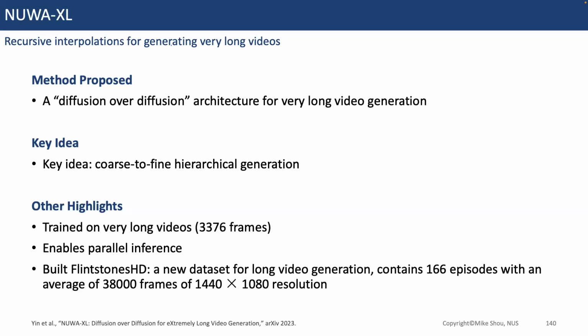One model we would like to talk about is the NUWA-XL model from Microsoft. The idea behind this model is a diffusion over diffusion architecture, focusing on hierarchical generation. Here are some highlights. For the long video training, it trains on very long videos, more than 3K frames. The second one is parallel inference. The model allows parallel inference, which significantly speeds up the generation process. It also has a high resolution data set. They build a high quality data set with a resolution around 1K by 1K pixels, containing 166 episodes.